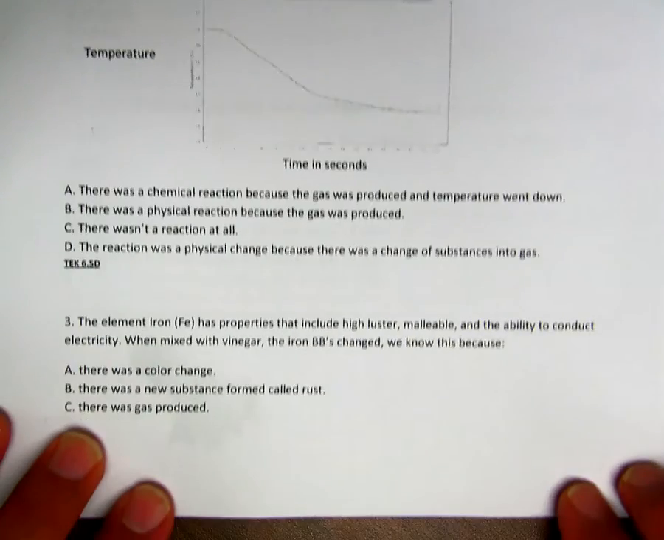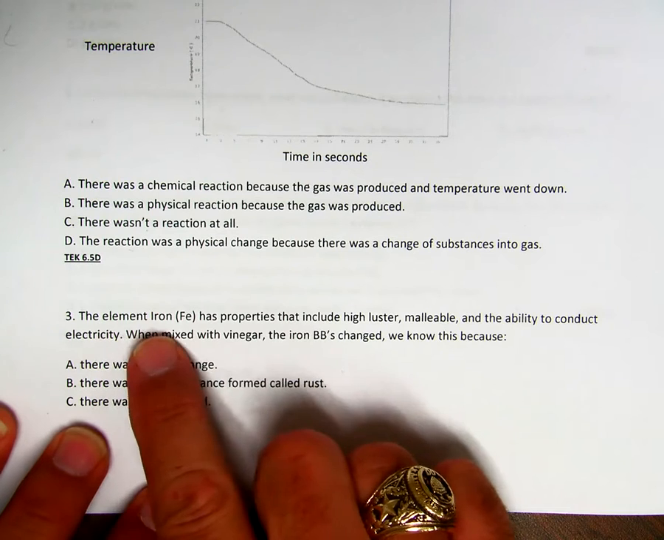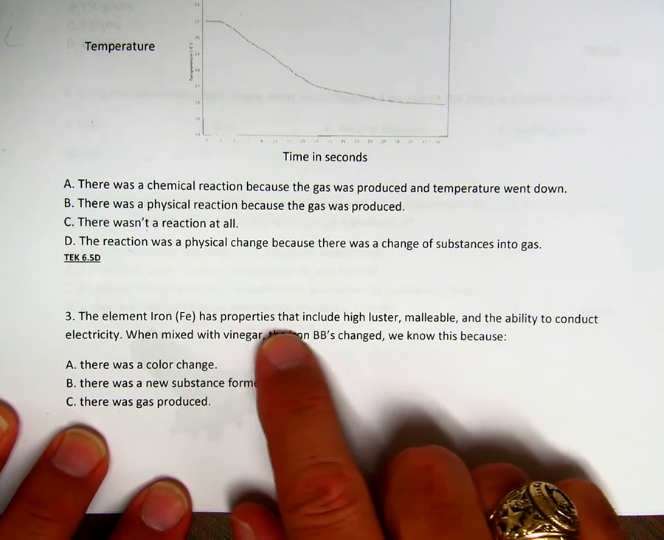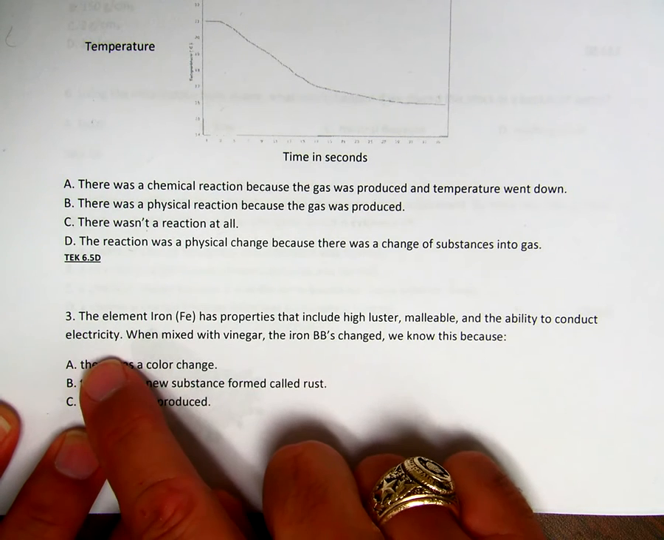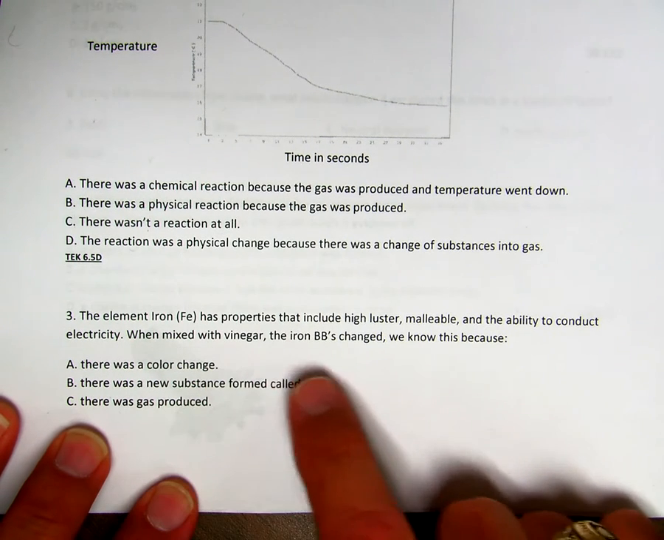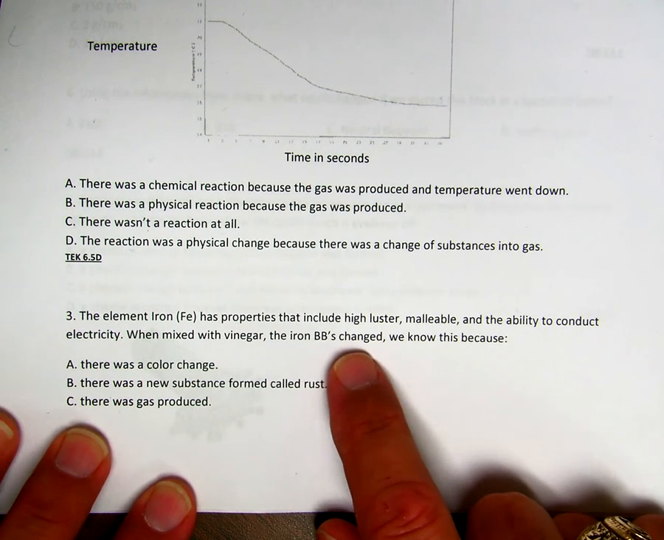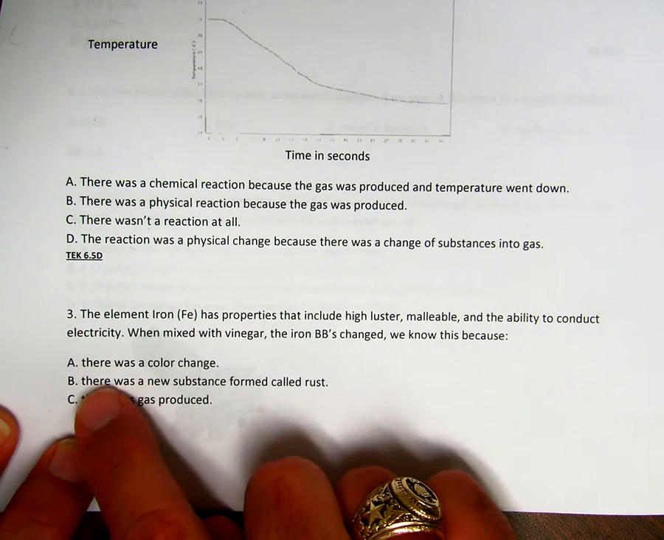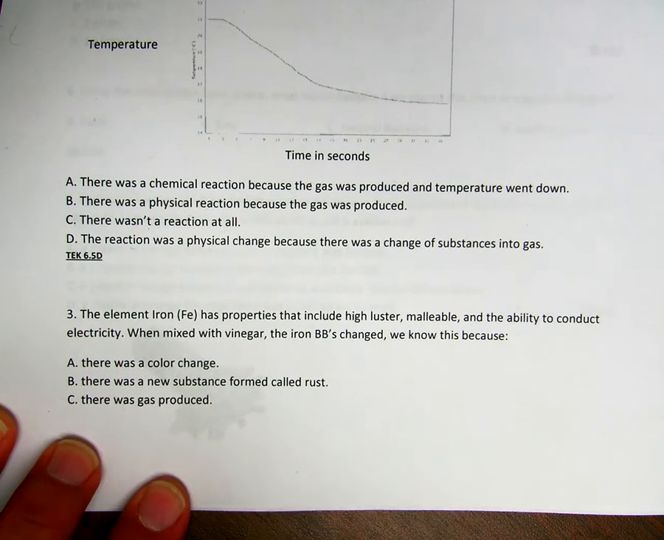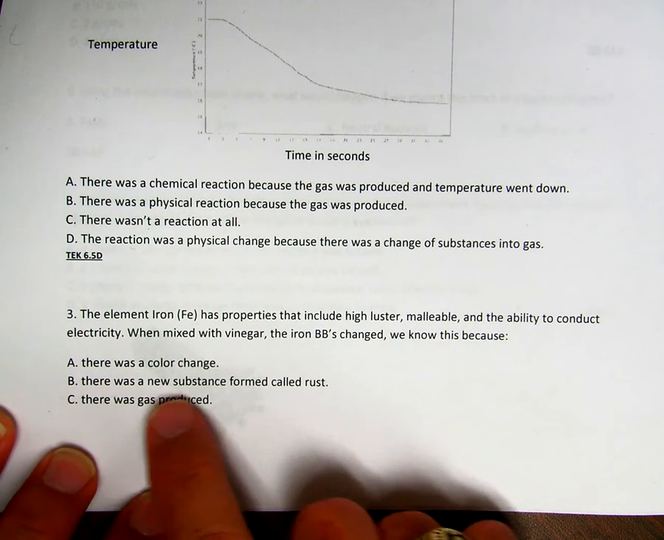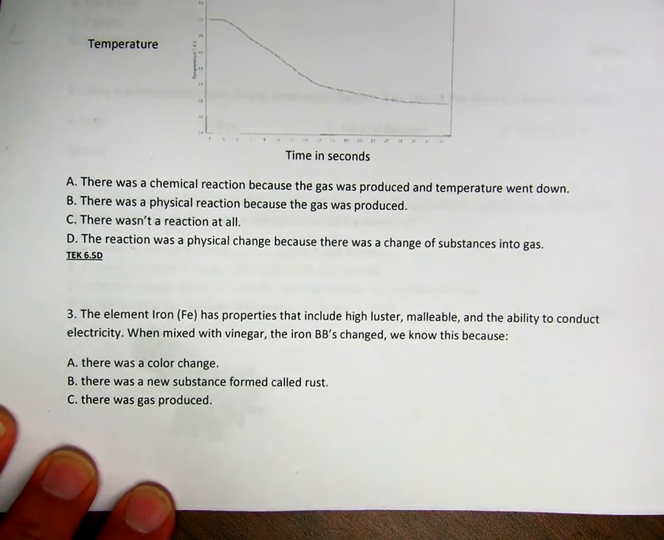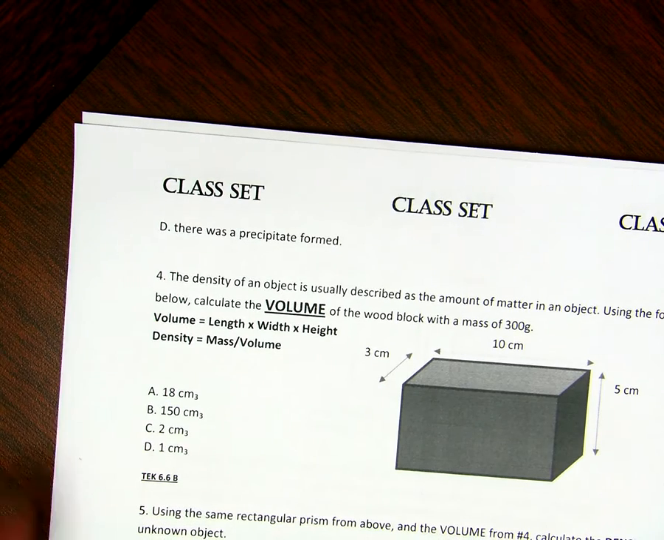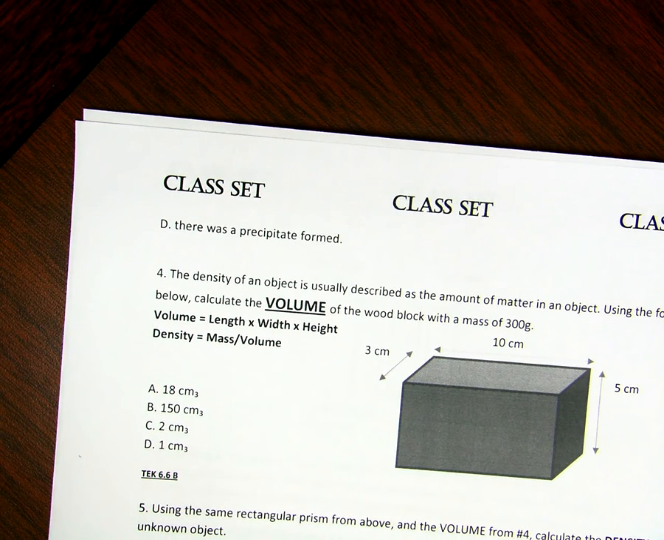Number 3, the element iron, Fe, has properties that include high luster, malleable, and the ability to conduct electricity. When mixed with vinegar, the iron BBs changed. We know this because A, there was a color change, B, there was a new substance formed called rust, C, there was a gas produced, or D, there was a precipitate formed.